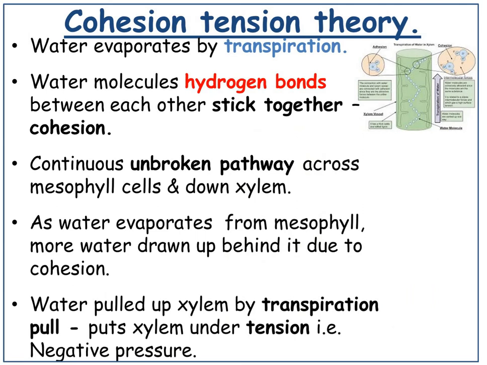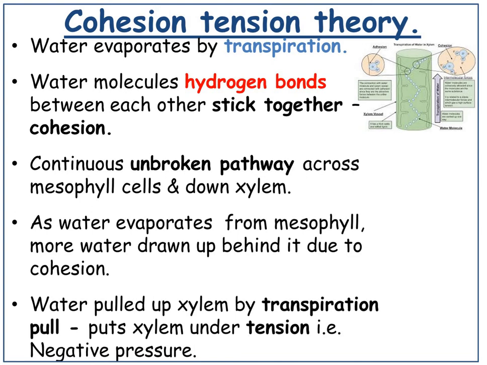So what is the cohesion tension theory? Well, water evaporates by transpiration, and water molecules have hydrogen bonds between each other, which make them stick together. That's where the cohesion comes from. And it forms a continuous, unbroken pathway across the mesophyll cells and down the xylem. So as water evaporates from the mesophyll, more water is drawn up behind it due to cohesion because it's a complete column.